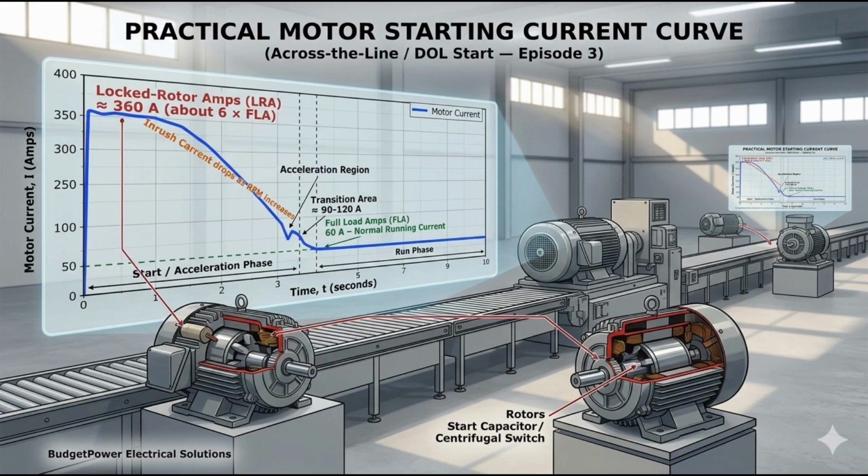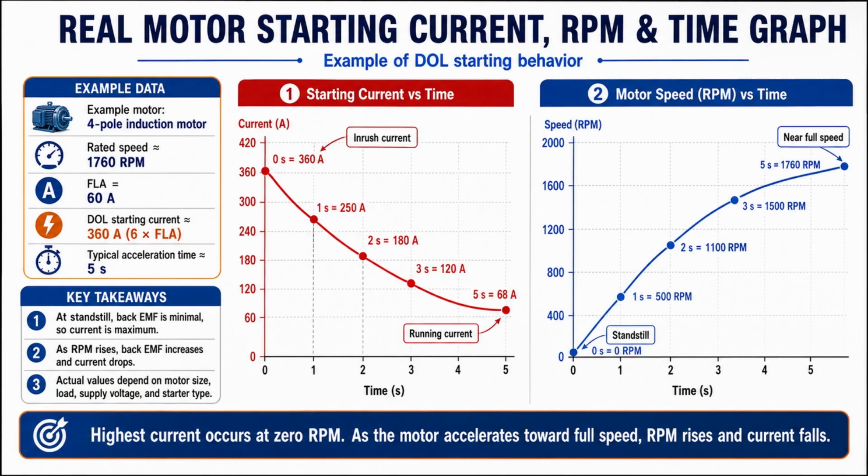As the rotor picks up speed, the current starts to come down, for example, from around 360 amps to 240 amps, then 150 amps, then 90 amps, and finally closer to the normal running current around 60 amps. The exact values can vary depending on the motor design, supply voltage, connected load, and starting method. So next, let's look at this same starting process on a graph and see how current, RPM, and time are all connected. Now let's look at the same starting process on the graph.